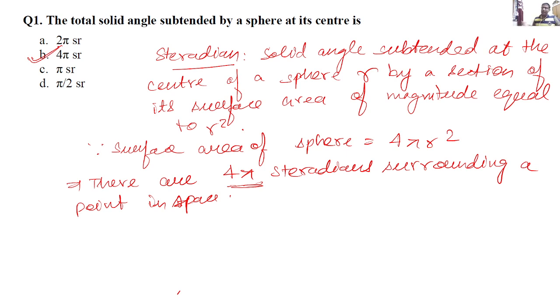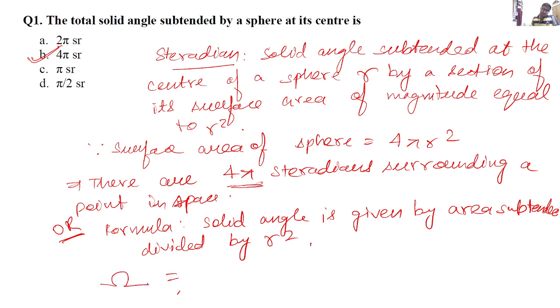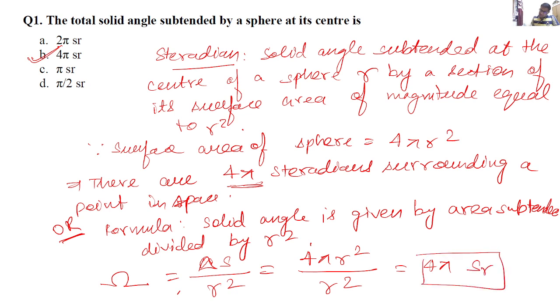However, if you want a formula for it, the formula can be like this. The solid angle is given by area subtended, that is the surface area, divided by r square. So let us suppose this omega is the solid angle, the area subtended, let us suppose surface area, is delta s by r square. So the total surface area we know very well is 4 pi r square of a sphere. We divide it by r square, we get 4 pi steradian. So the answers are same by both the methods. You can either use a formula or you can go through the statement.